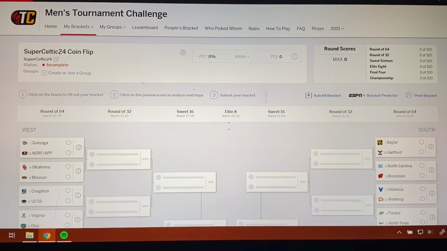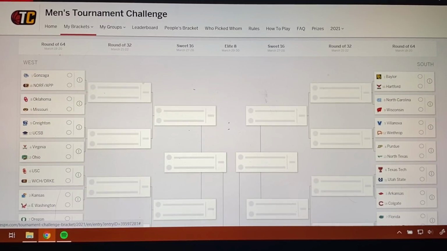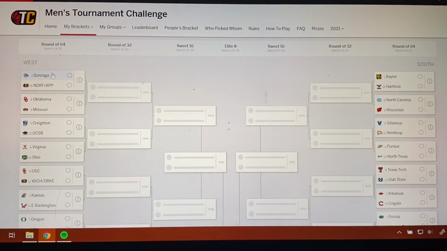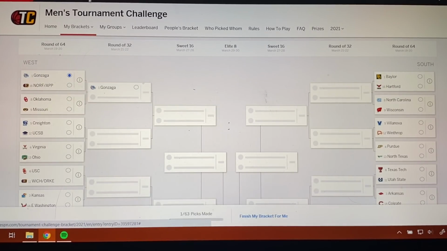So let's go ahead and get started here. We are going to start with Gonzaga versus Norfolk State and Appalachian State. Let's flip it here. It was automatically on tails because I had to look up coin flip here. We have heads, so we do have Gonzaga winning that one, so no 16 seed winning.